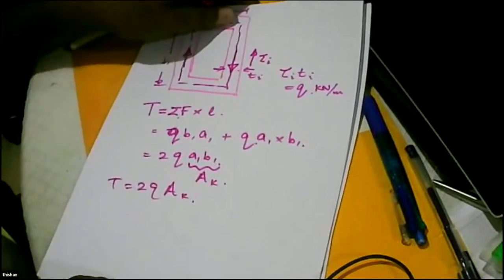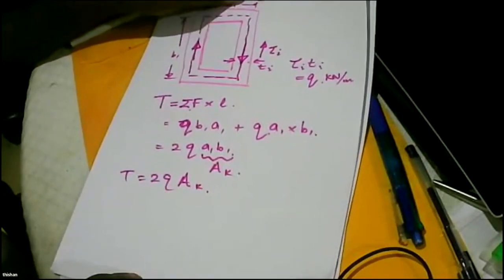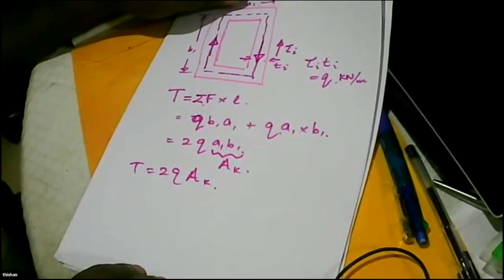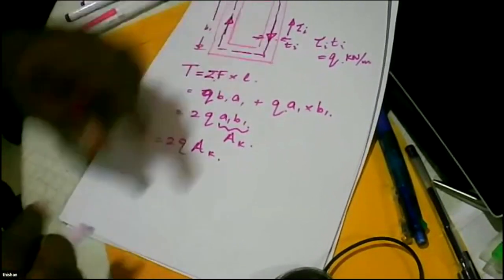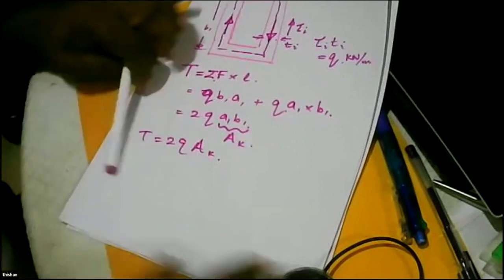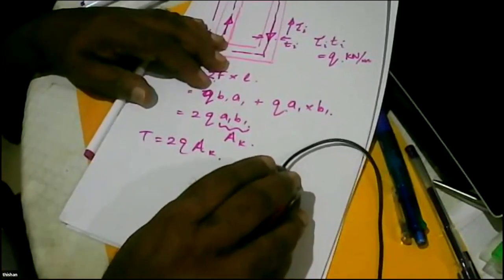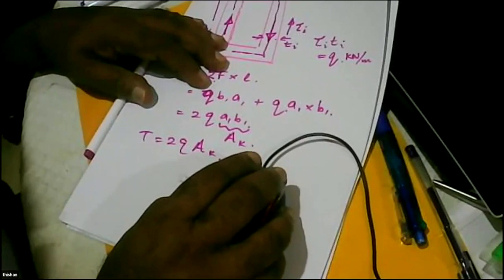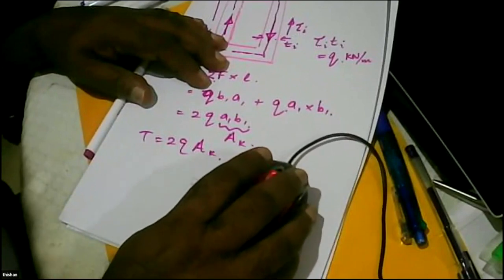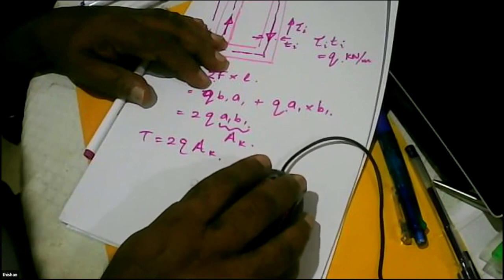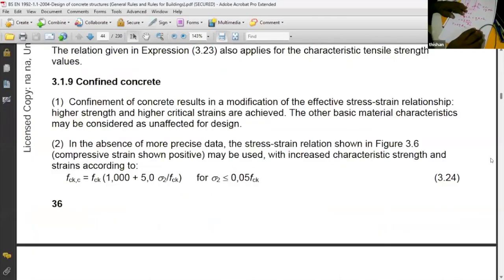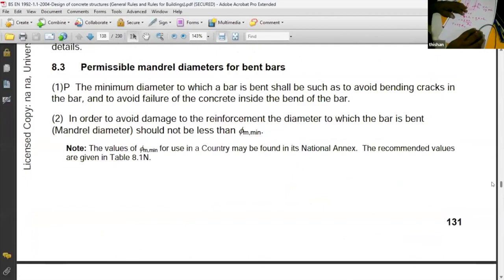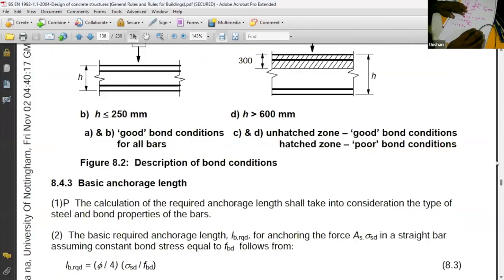Is that clear, Bandhuko? Yes, sir. That is clear. So that's a simple equation that is applicable. Right. Now we look at the code provisions. So I'll start sharing, and here you can see the Euro code. We have to go to section 6 because we are designing.